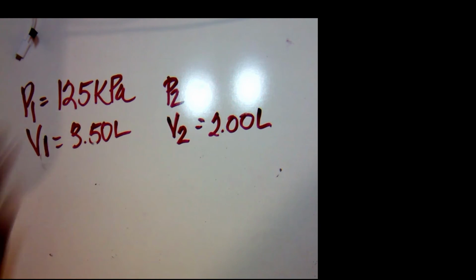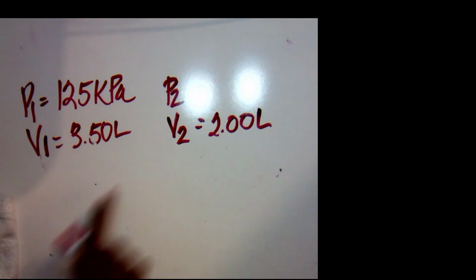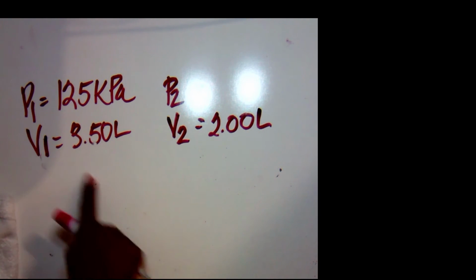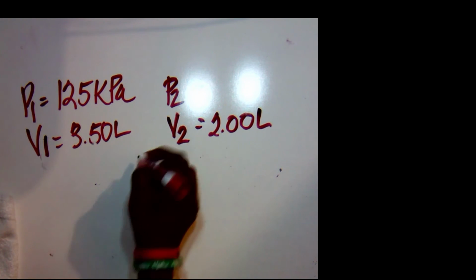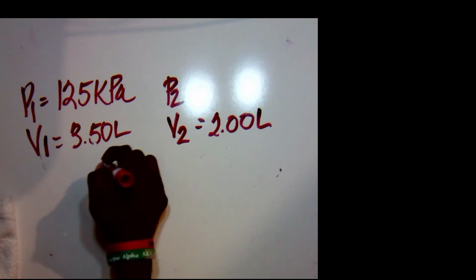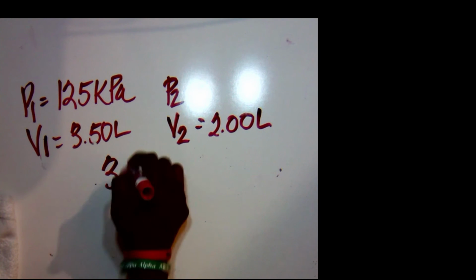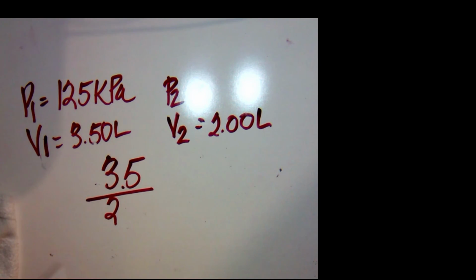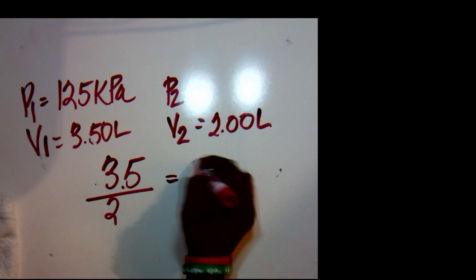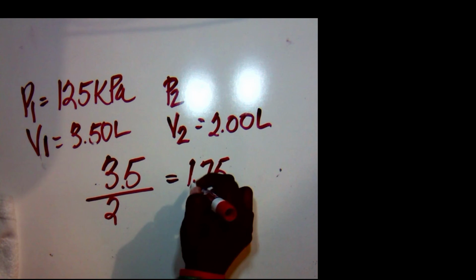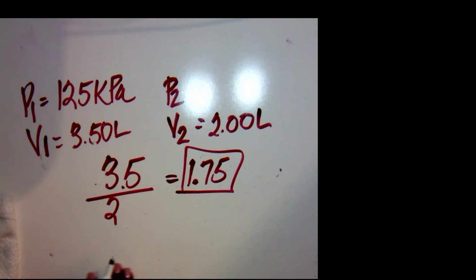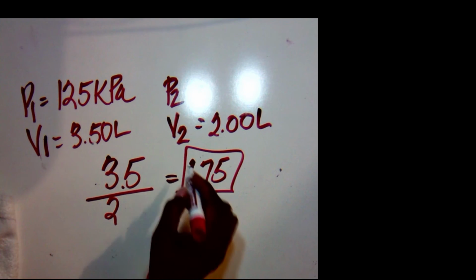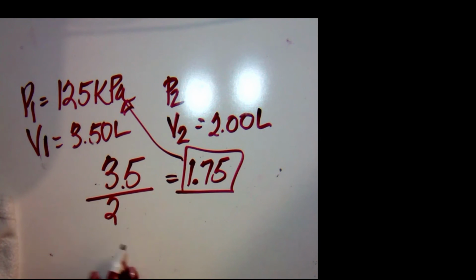All right, a second way to look at solving this problem is in terms of ratios. If we look at the ratio between 3.5 and 2.0, you get 1.75, and I do that by 3.5 divided by 2. 3.5 divided by 2 equals 1.75. So we can now take this number of 1.75 and multiply it times the pressure.